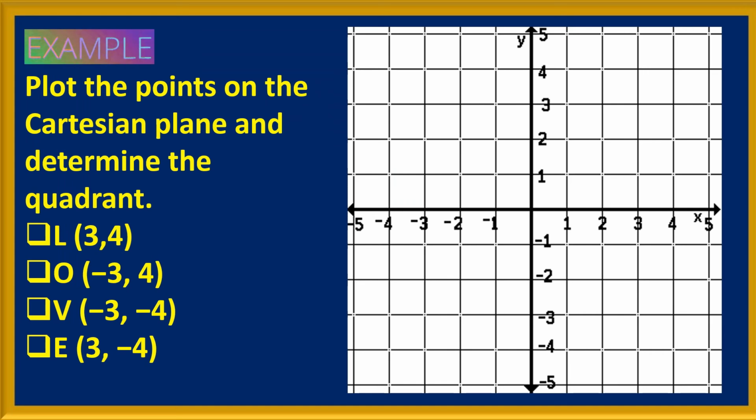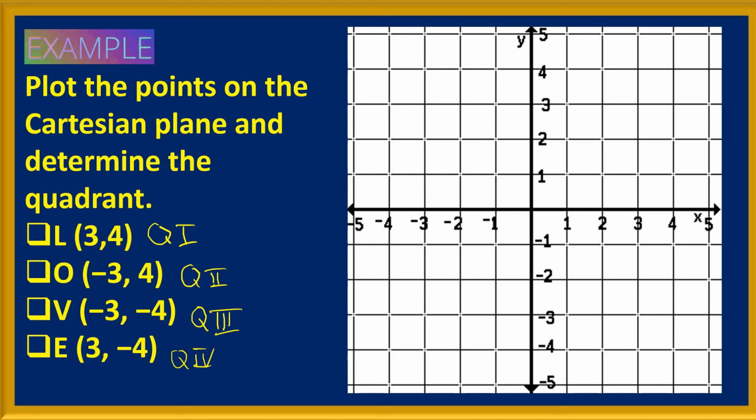Okay, for the last example, plot the points on the Cartesian plane and determine the quadrant. Since given yung point nila, identify muna natin yung mga quadrant nila using the given point. Okay, so from point L, since pareho silang positive, ito ay nasa quadrant 1. Point O is negative 3, positive 4, ito ay nasa quadrant 2. Then, point B is pareho negative, negative 3, negative 4, so therefore ito ay nasa quadrant 3. And point E is 3, negative 4. So, ito ay nasa quadrant 4. Para ma-check natin, ipa-plot natin ngayon siya sa Cartesian plane.